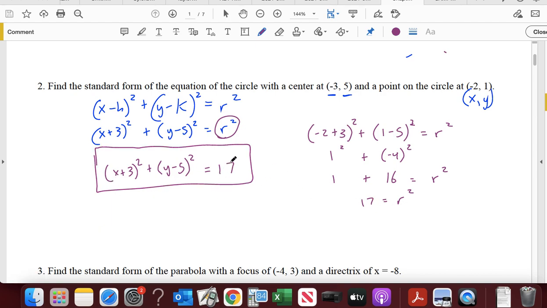Now, I didn't solve for r because we wanted r squared, but had you solved for r, you would have ended up with the square root of 17. All right.